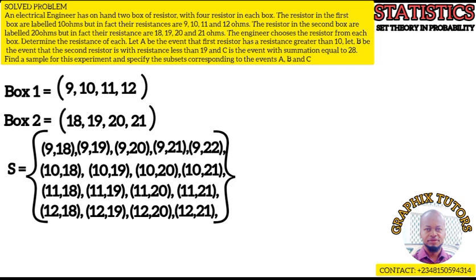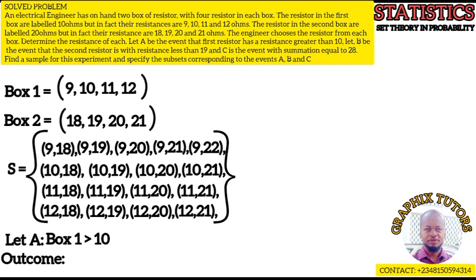They say, let A be the event that the first resistor has resistance greater than 10. That is the first thing. So you write, let A be such that the first resistor, which is our box 1, has resistance that is greater than 10. Write it this way. So from box 1, what will now be my outcome if you have the condition that the resistance in box 1 must be greater than 10?